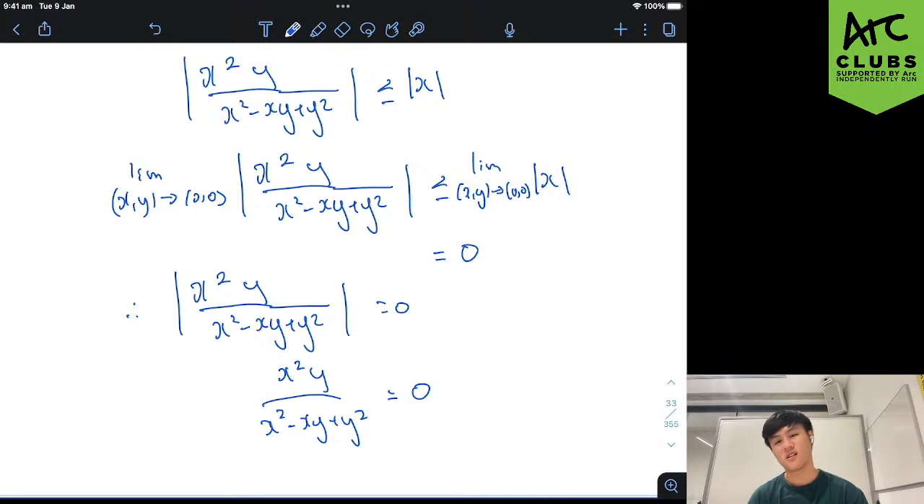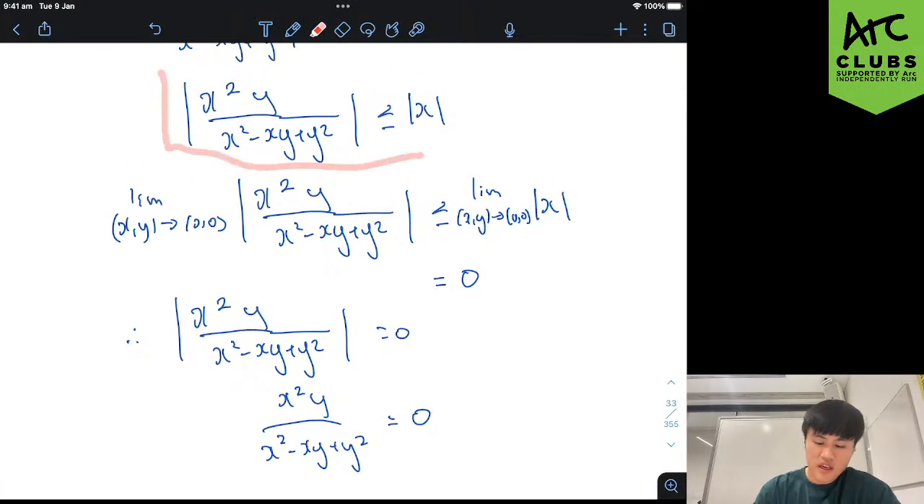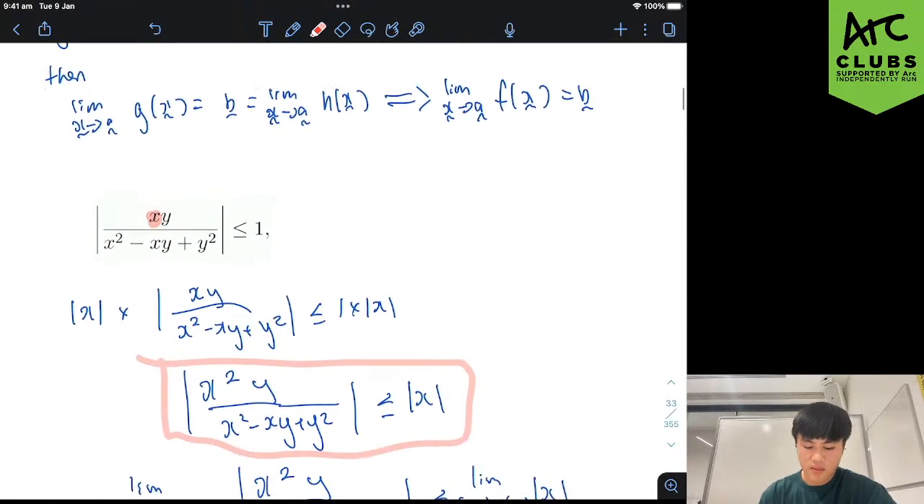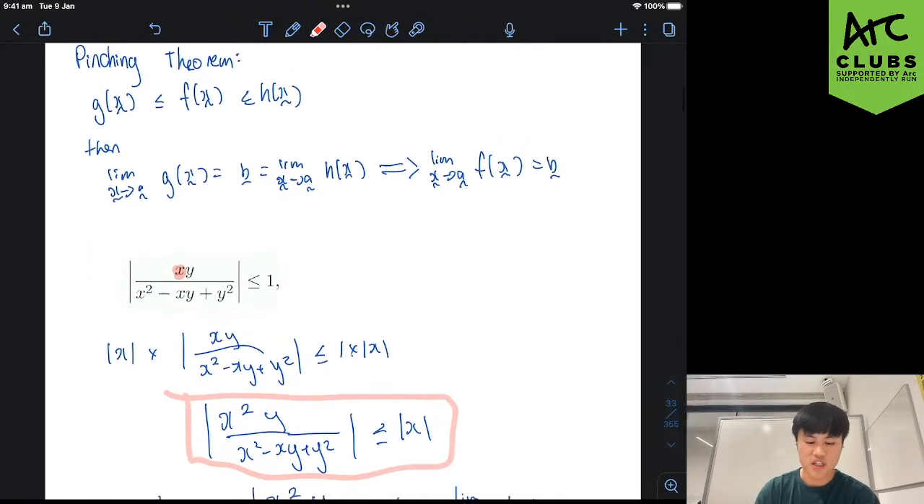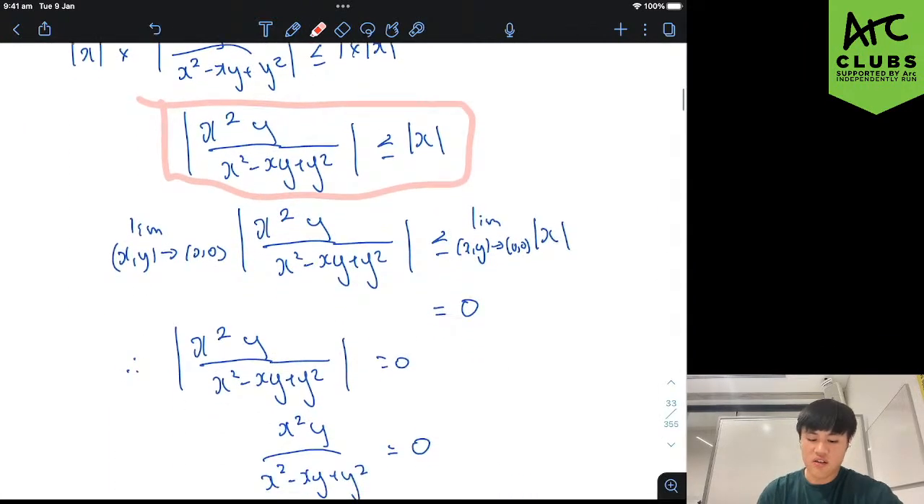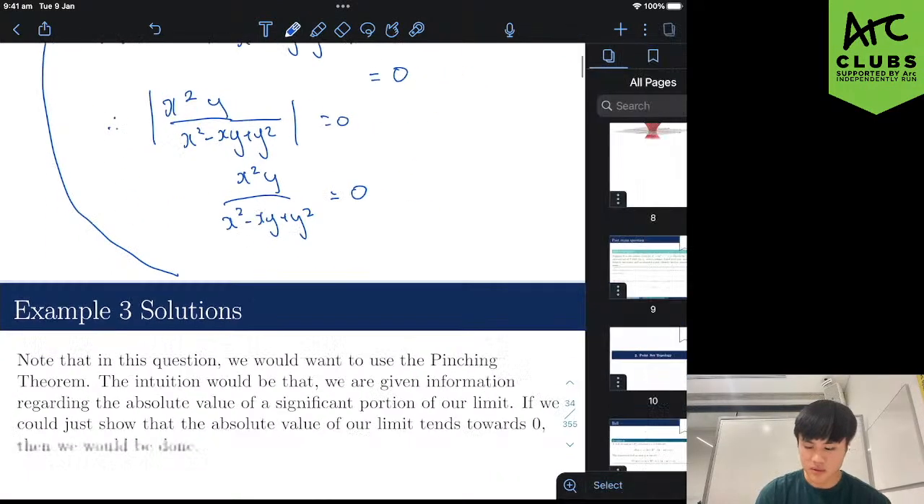I guess what might seem a bit strange here is that we seem to only have two functions, or just one inequality there. But in the pinching theorem, it looks like there's three. So it does seem strange that we were able to just go from the pinching theorem to this, and then get our answer. But what's actually going on is that implicitly there are three functions. So if we were to write this out fully, let me add an extra page.